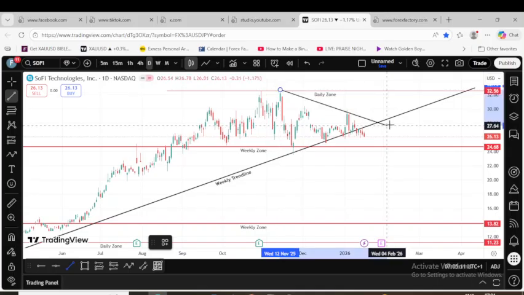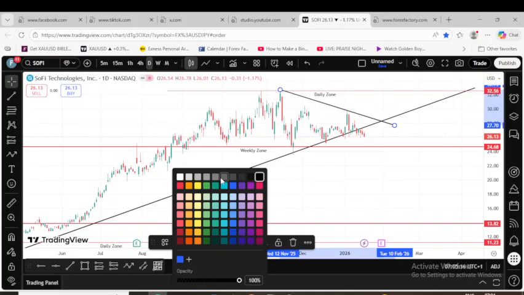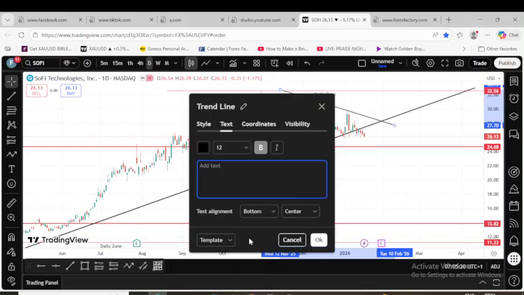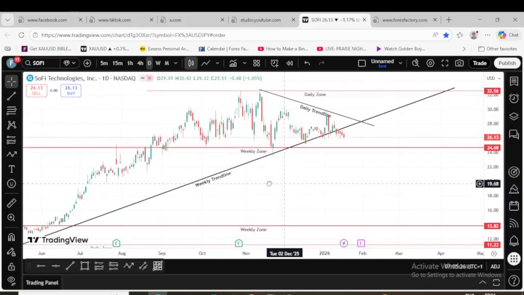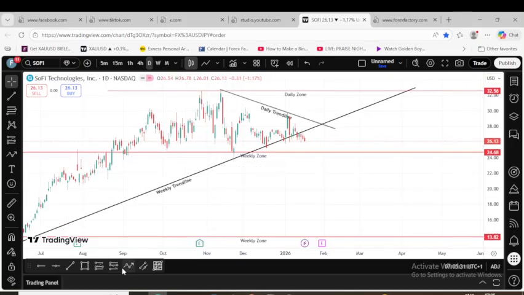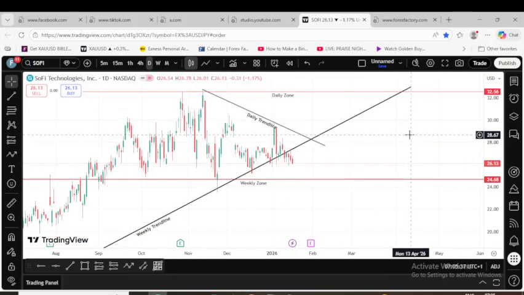You can see that the daily trend line is in direct conflict with the weekly trend line. Usually the higher time frame trend line would take priority. Usually the higher time frame will take priority. Oh, this is also a triangle pattern. This is actually a triangle chart pattern.